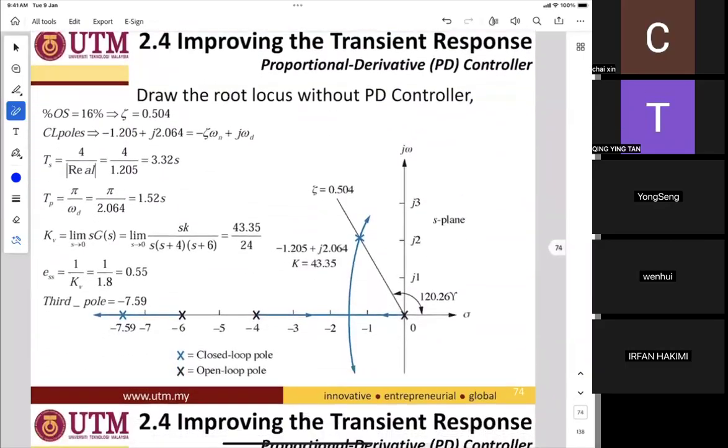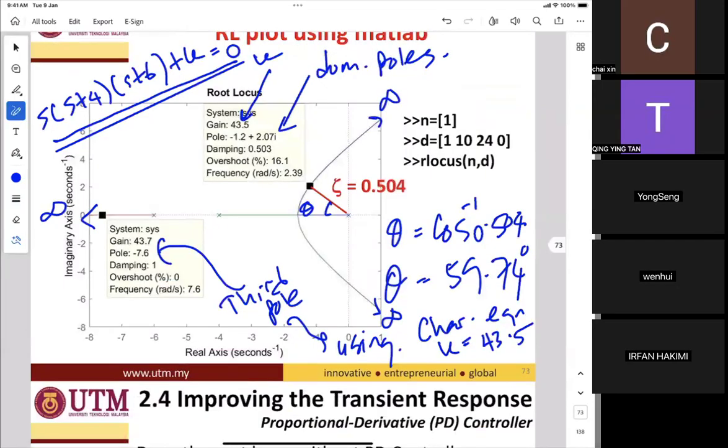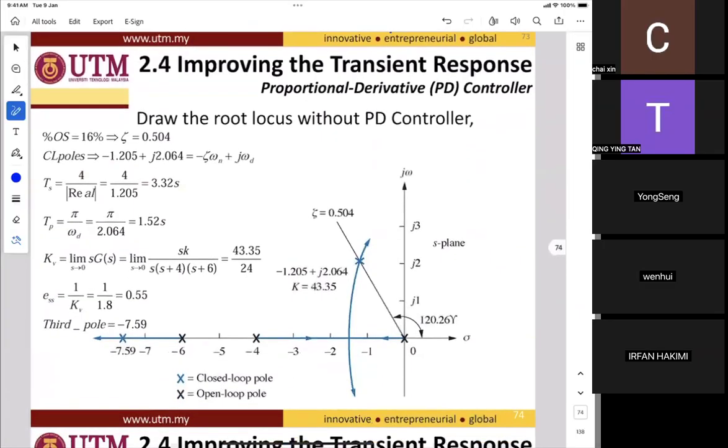Thank you. So you must understand this slide number 73. You must know how to calculate each value of the data stated in slide number 73. From the root locus, you get zeta 0.504 using the graph. Then include the dominant poles. And this is where the old settling time, which is 3.32 seconds, comes from.